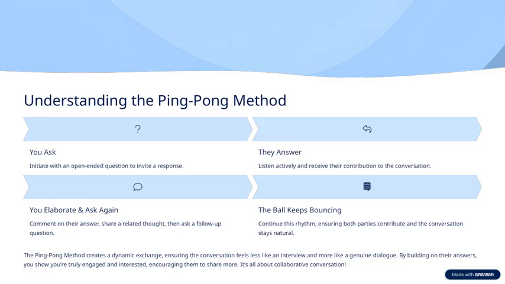Understanding the Ping-Pong Method. You ask. Initiate with an open-ended question to invite a response. They answer. Listen actively and receive their contribution to the conversation. You elaborate and ask again. Comment on their answer. Share a related thought. Then ask a follow-up question. The ball keeps bouncing. Continue this rhythm, ensuring both parties contribute and the conversation stays natural.